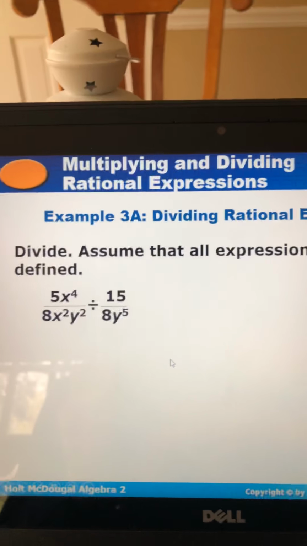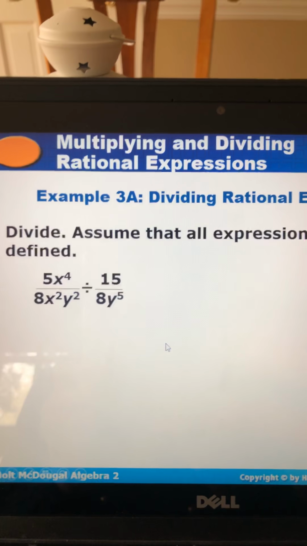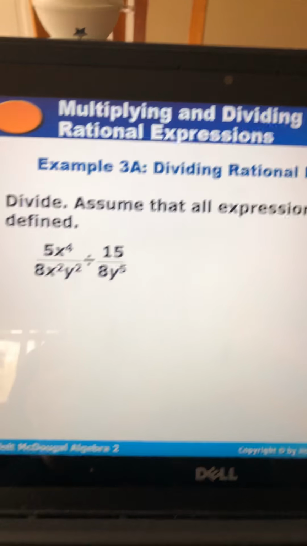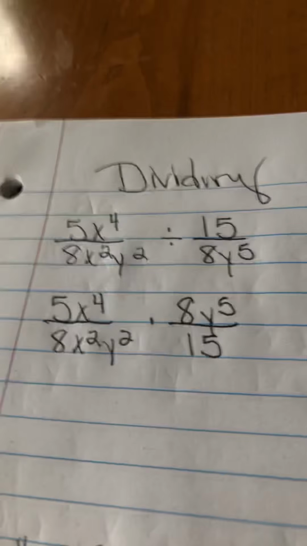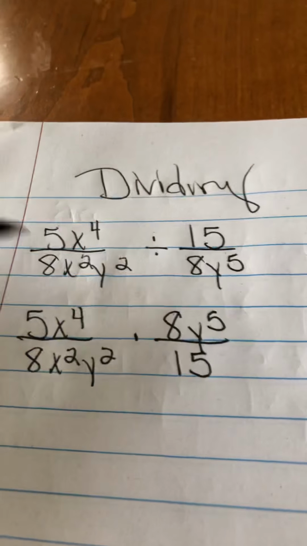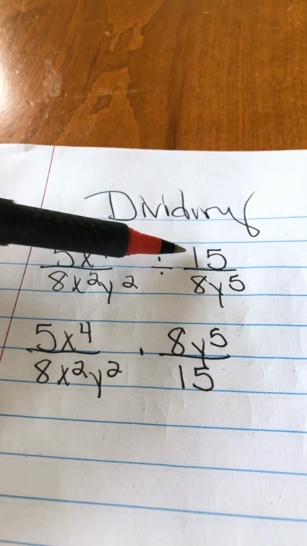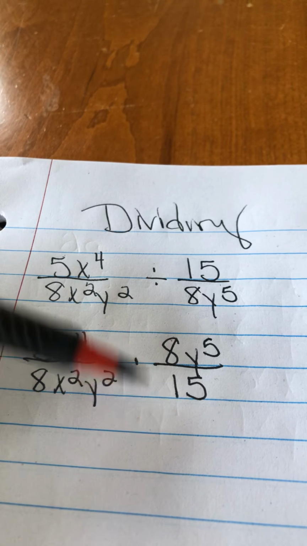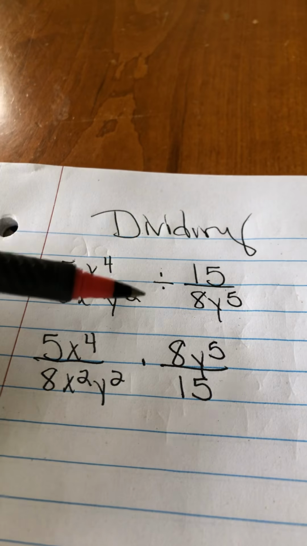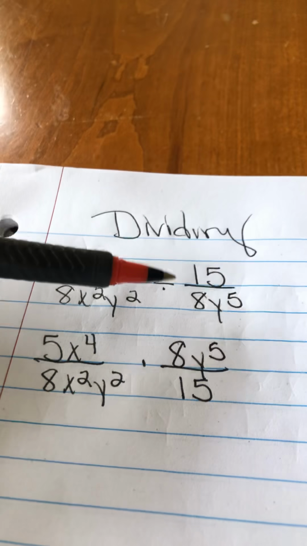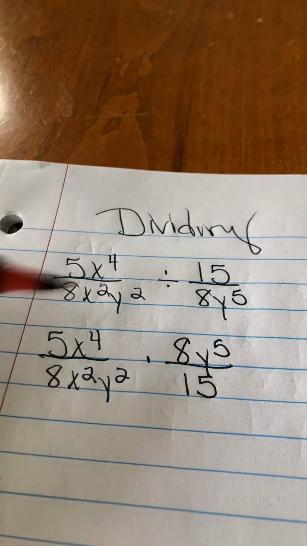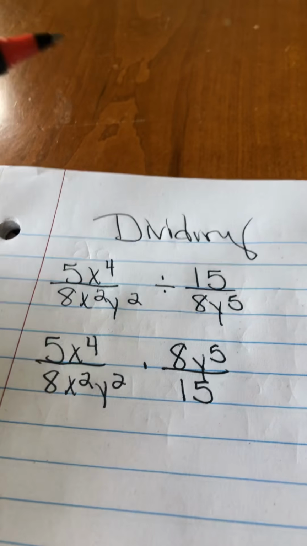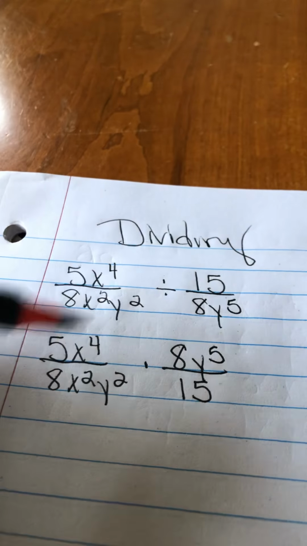Our first problem here is 5x to the fourth over 8x squared y squared divided by 15 over 8y to the fifth. I went ahead and wrote this problem down. If you will notice, I took this right here, which is our divisor, and I flipped it, just like you would any kind of multiplication problem involving fractions. So keep, change, flip. We flip this, and then you can simply multiply straight across.